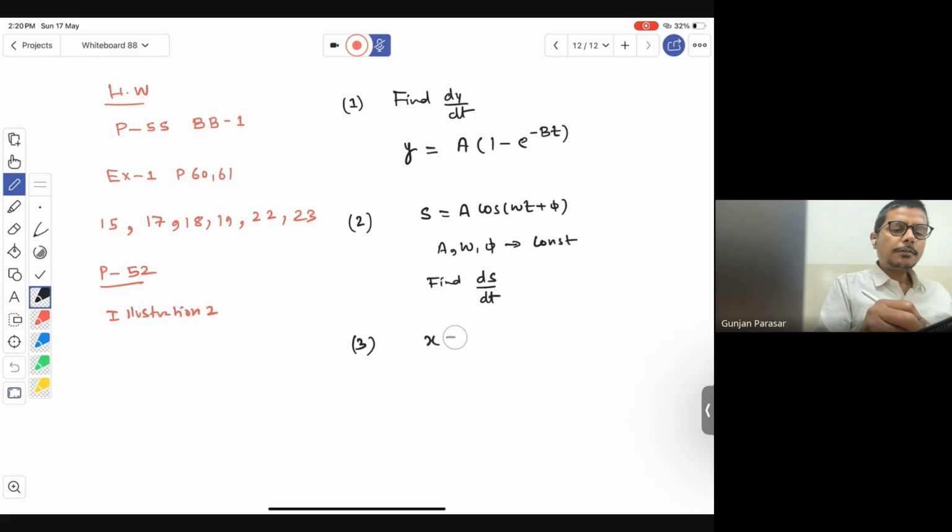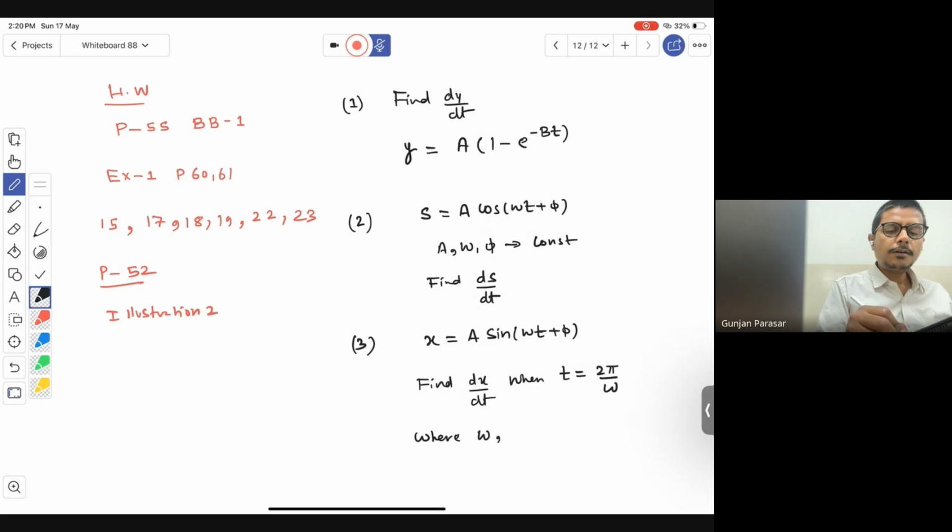Next, it is given x equals a sine omega t plus phi. Find dx by dt when t is equal to 2 pi by omega, where omega, phi and a are some constants. Okay, so this much you will try.